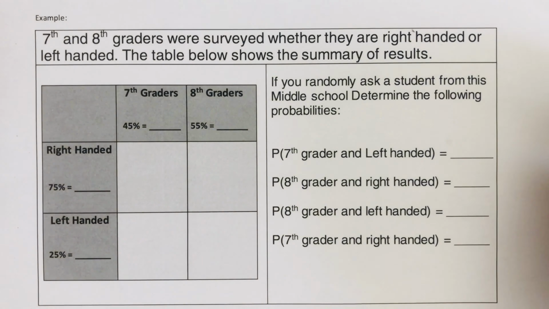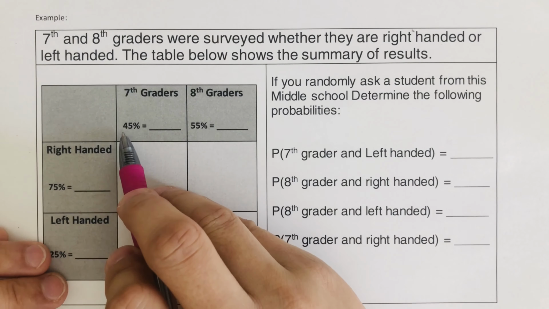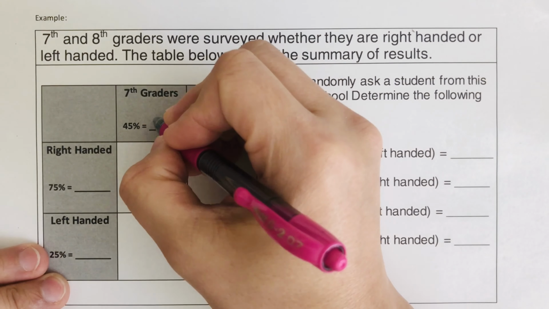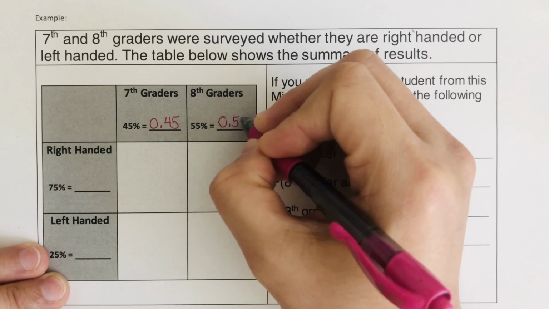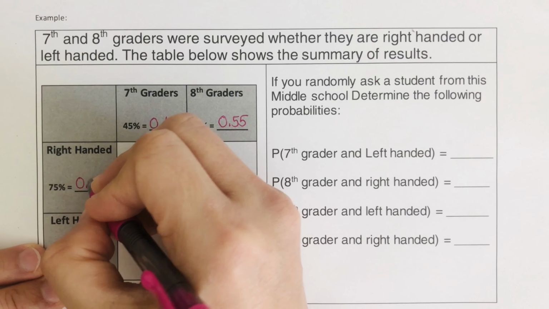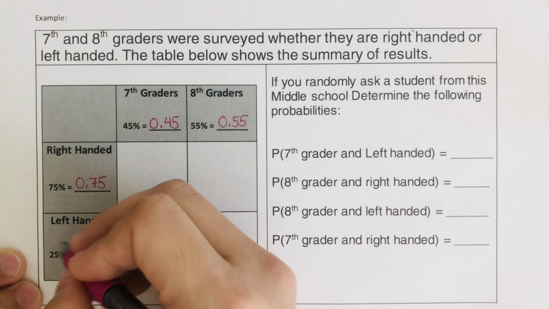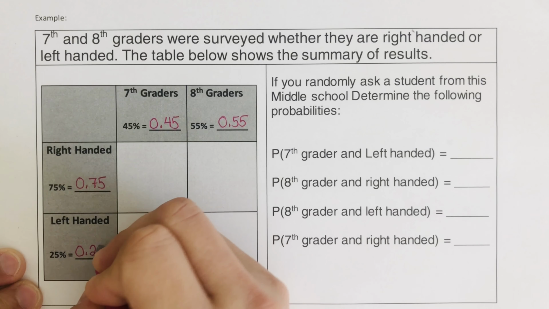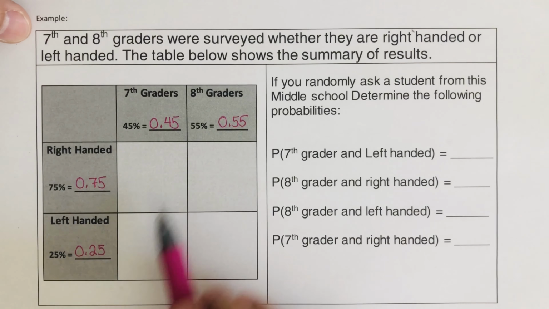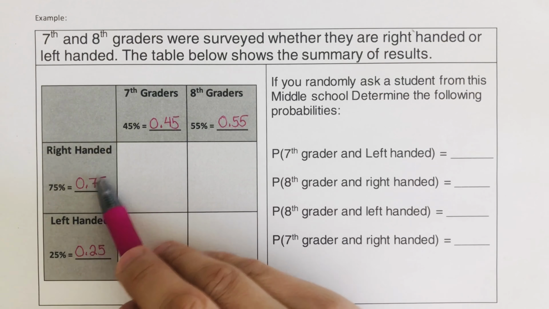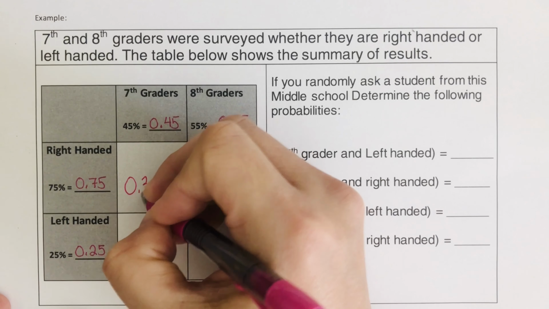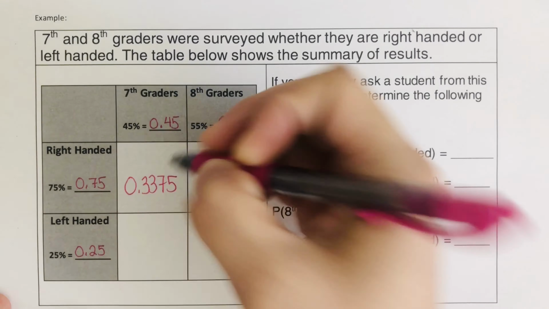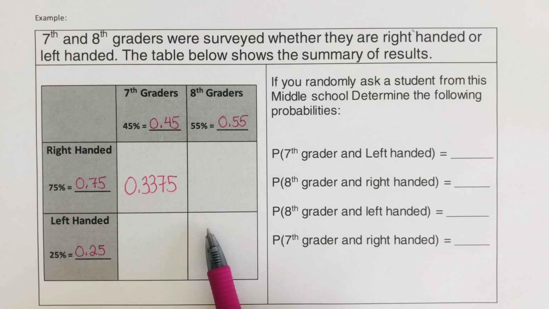So how do we change this to decimals? Remember, we move 2 places to the left, so this is 0.45. This is 0.55. This is 0.75. And this is 0.25. I'll take this one as an example and then I'll give you time to do the other 3 right here. So again, we are going to multiply these 2 numbers here. The answer here should be 0.3375. At this time, I would encourage you to pause this video and try these 3 problems out on your own. And when you're done, unpause it and check your answer.